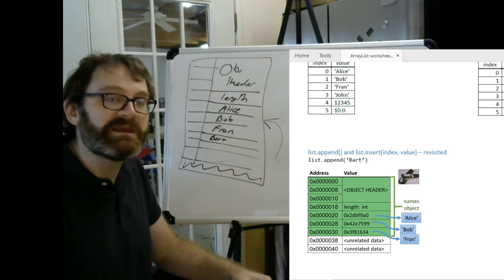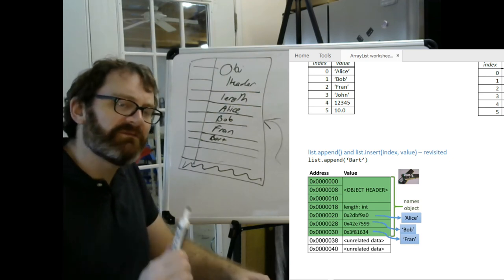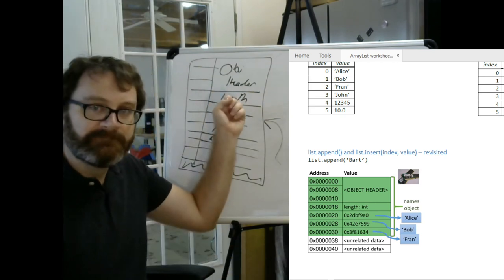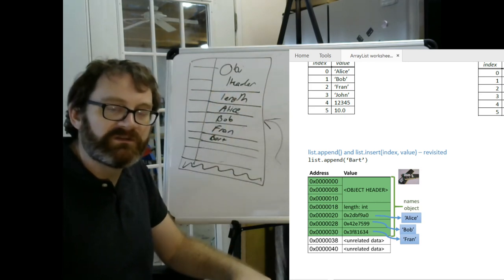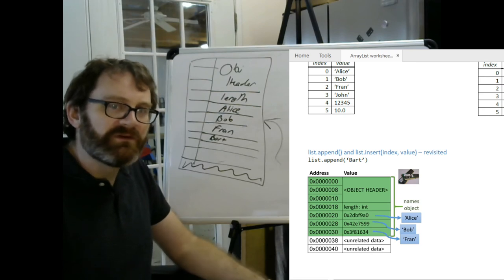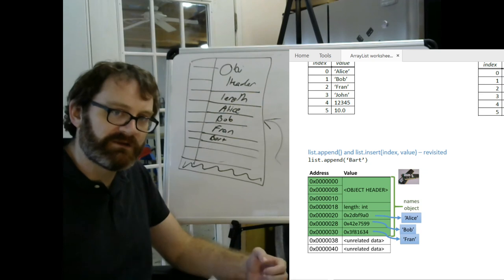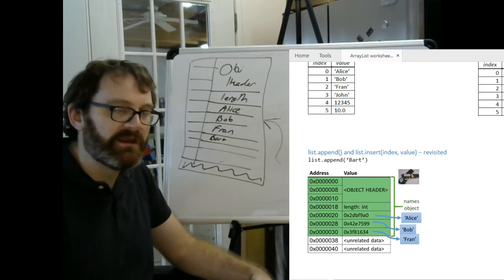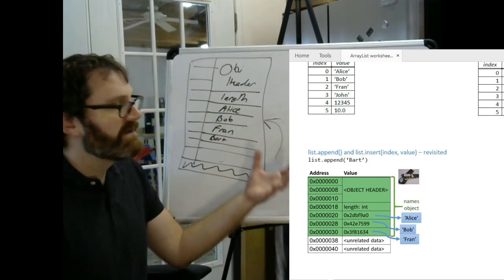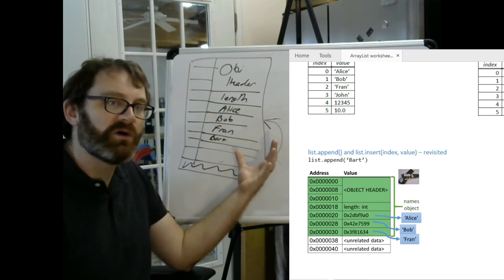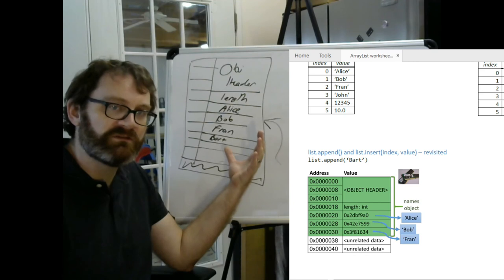But what this means, though, is that every once in a while, in terms of efficiency, we said that appending was big O of 1. Every once in a while, and this can also happen when you insert into the list, whenever you're adding to the list in any way, this gets expensive because it has to copy the whole list to a new location.